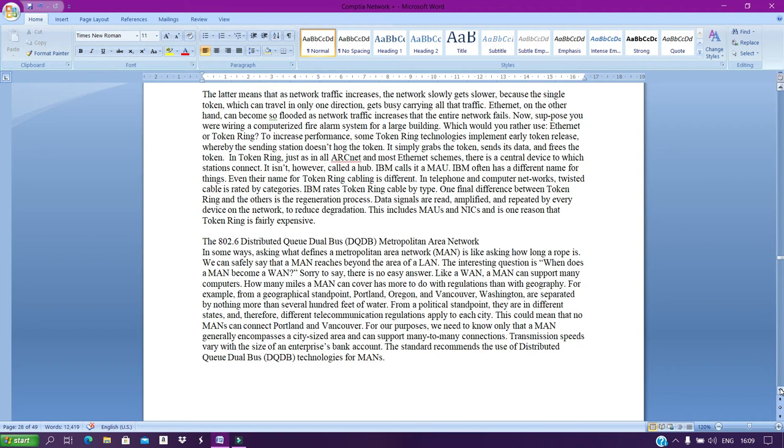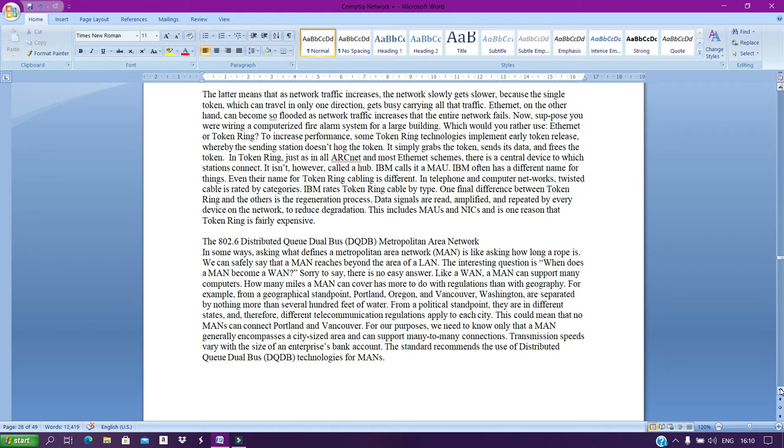To increase performance, some token ring technologies implement early token release, whereby the sending station doesn't hog the token, it simply grabs a token, sends its data, and frees the token. Stations connect to a central device. It isn't, however, called a hub. IBM calls it an MAU. IBM often has a different name for things. Even their name for token ring cabling is different.